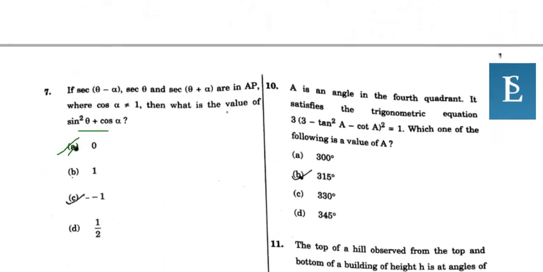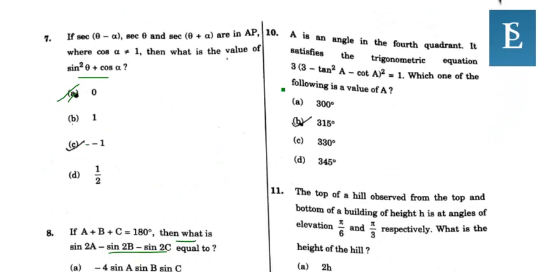Next question is, A is an angle in the fourth quadrant. It satisfies the trigonometric equation 3(3 minus tan square A) minus (cot A) whole square equal to 1. Which of the following is the value of A? Just check all these options. By putting in all these values, you can get the answer. This is kind of a little difficult. Anyway, the right answer is 300. Okay.